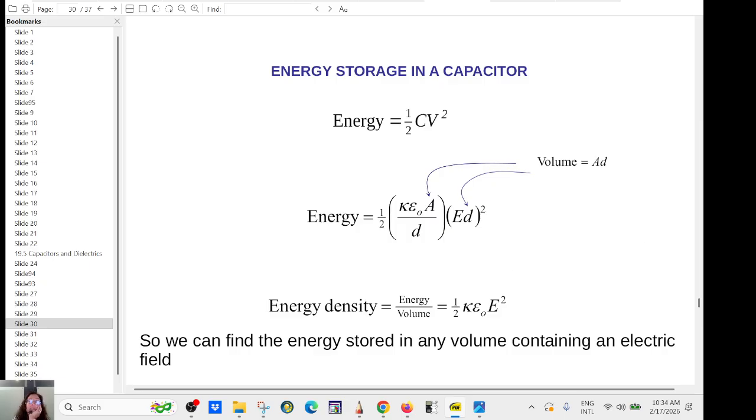Okay, so energy density is proportional to the electric field squared. You can see how they derived that equation. They found this equation just for the parallel plate capacitor, but it will be true for any electric field.